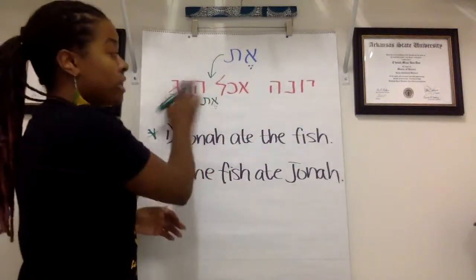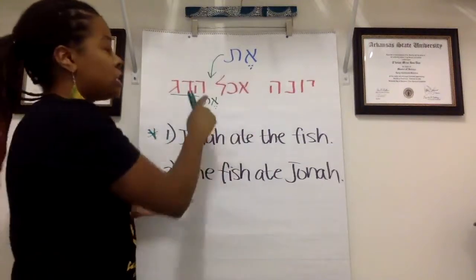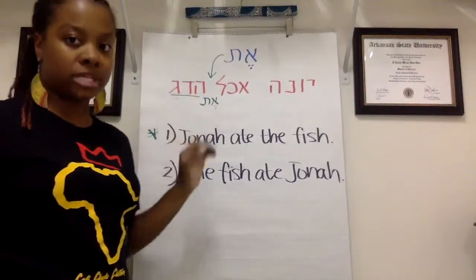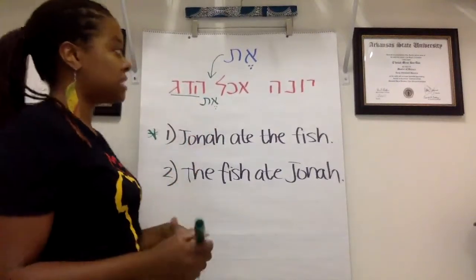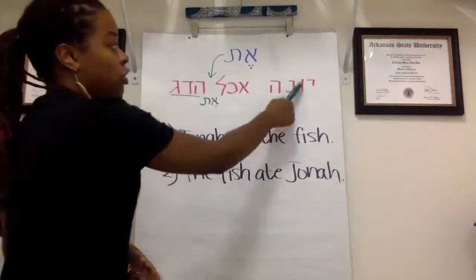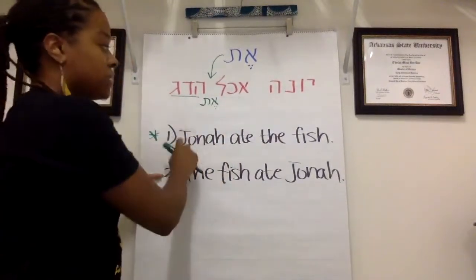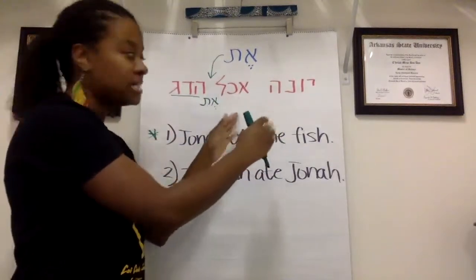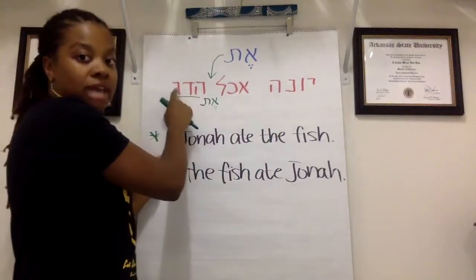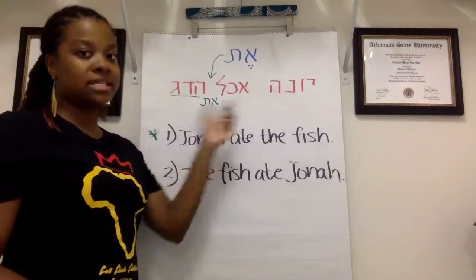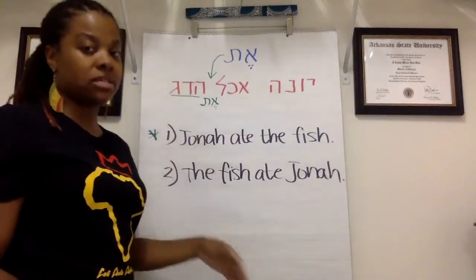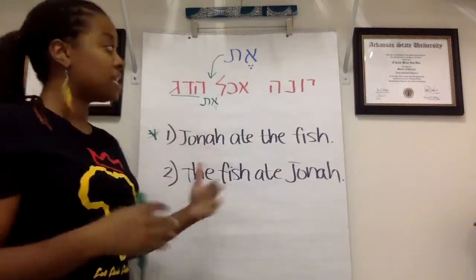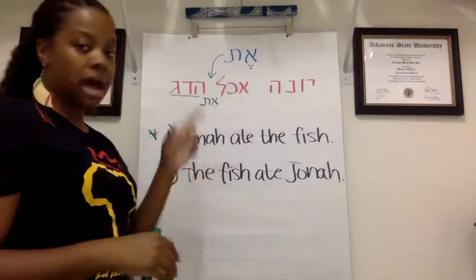Okay, now we can rearrange the sentence, and as long as it has that et before hadag, then this will always be the object of the sentence. For instance, if I say et hadag Yonah achal, it still means that Jonah ate the fish, because et hadag, even though it comes in the front of the sentence, et is marking the object. So even if it starts the sentence, it doesn't change the fact that it's the object of the sentence and not the subject. So Yonah achal et hadag is the same thing as et hadag Yonah achal.